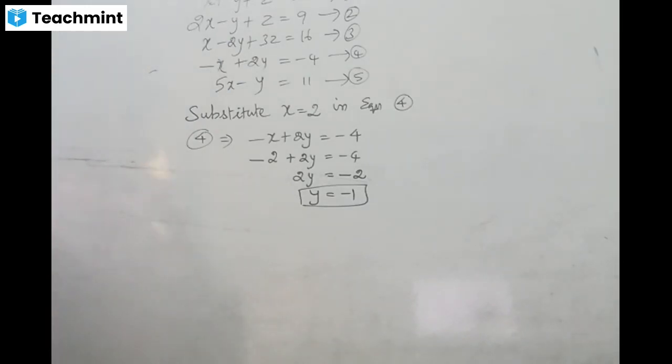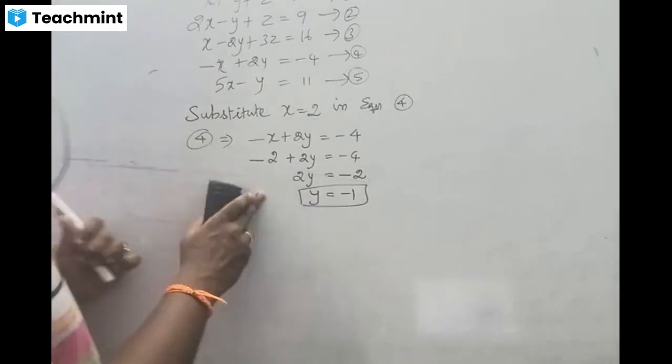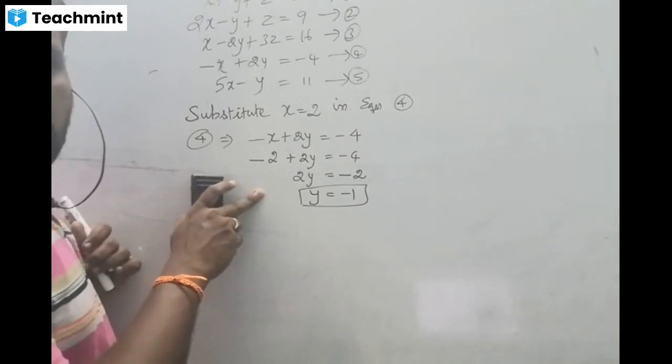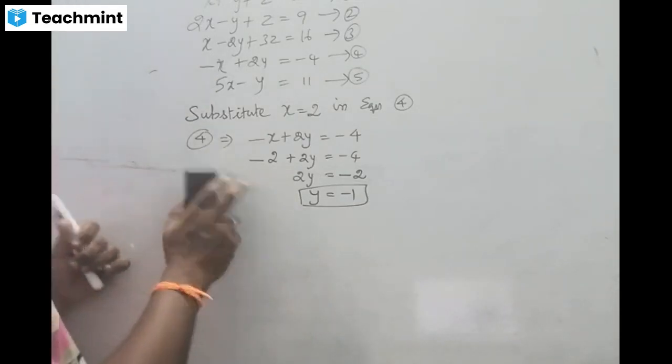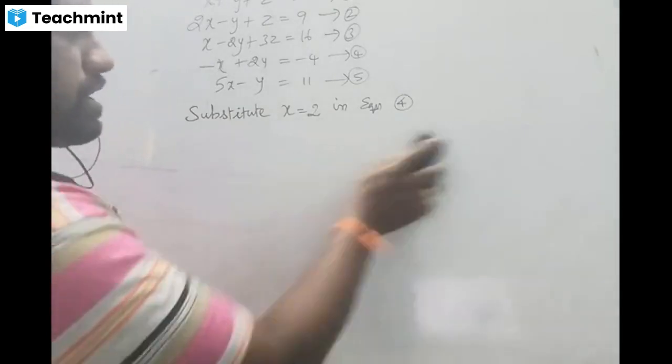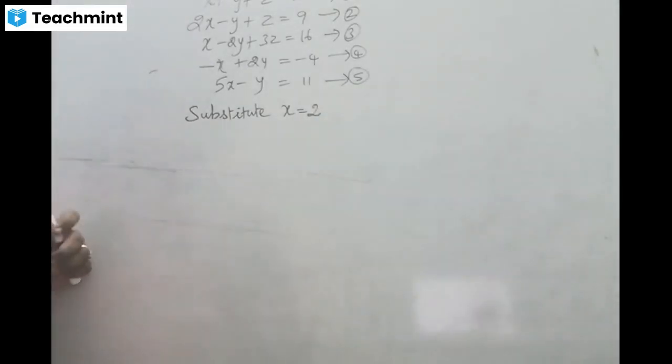Sir, z is equal to 4. Z equal to 4. Super. Can I run the board? Yes, sir. Okay. Now we got two values, x and y.